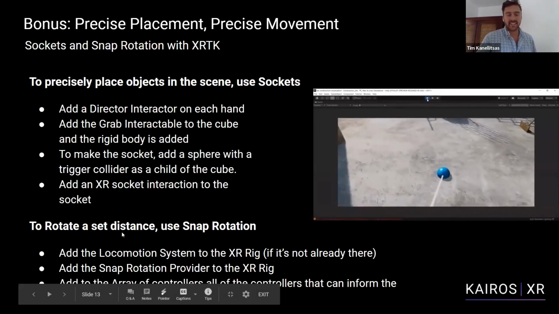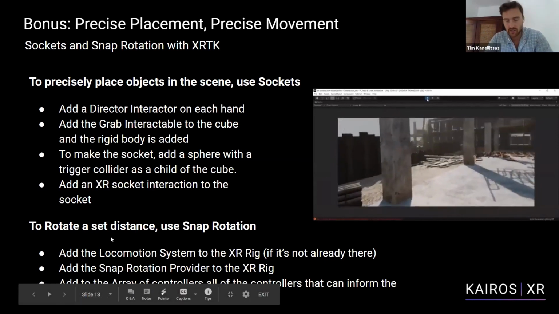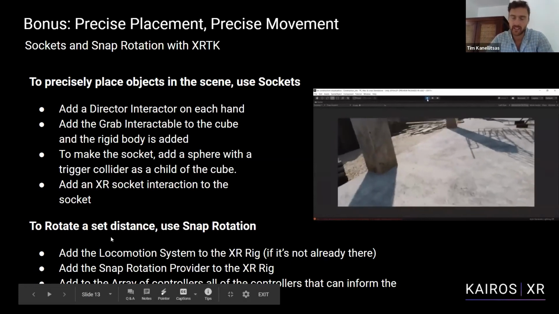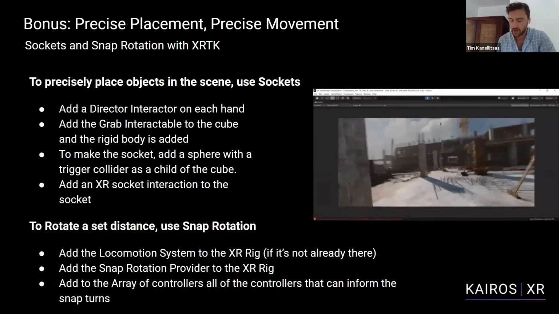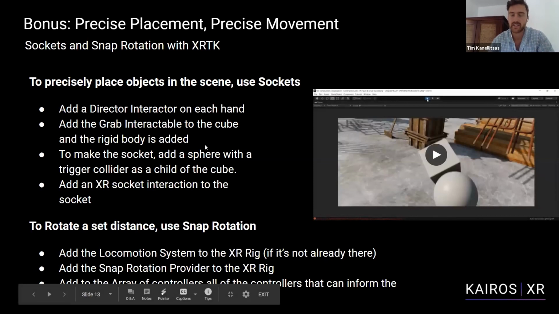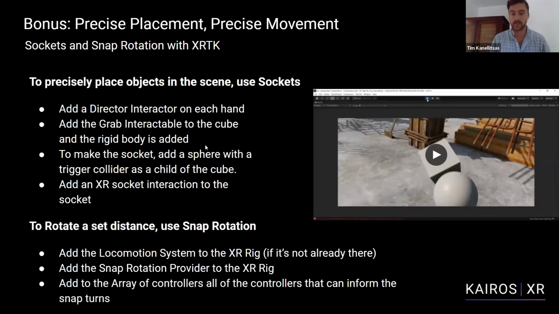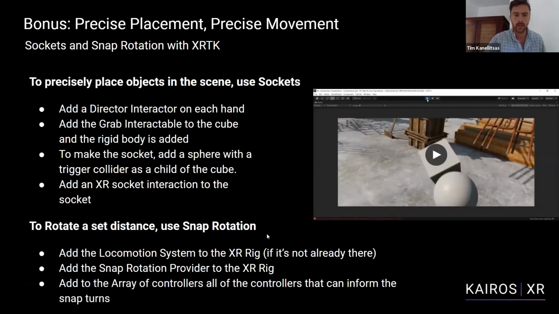And then rotate, set distance, and then use snap. So snapping refers to moving incrementally or rotating incrementally. The default design pattern there is 45 degrees, and that's the industry standard. And in order to use your joysticks to rotate instead of moving your whole body around 360 degrees, you just add a snap rotation provider to the XRTK. That's all you have to do.